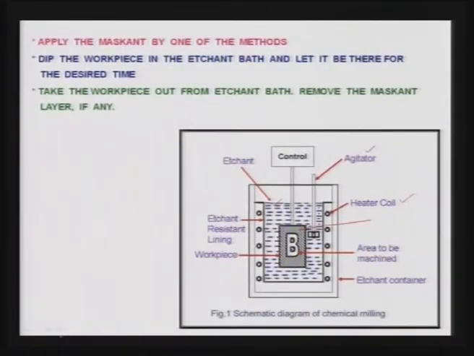With the help of the preliminary experiment, decide how much time it takes for removal of the material to a certain depth, and then once that time is over, that means the material has been removed up to the desired depth, then you can take the workpiece out with the help of the device where it is written control, and it will lift the workpiece and separate it out. Then, as written here, remove the maskant layer from the workpiece, whatever is there, then wash the whole workpiece under fresh water.